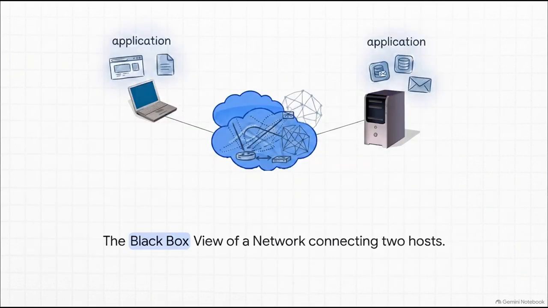And this image right here brilliantly illustrates exactly what we're talking about. Over on the left, we've got a laptop, which is acting as host A with its application. On the right, a desktop tower, acting as host B with its application. And right between them, that big blue cloud. That is the black box of the network. We don't actually need to know every single router or wire inside that cloud to understand that its primary job is just to bridge the physical gap between those two hardware machines.